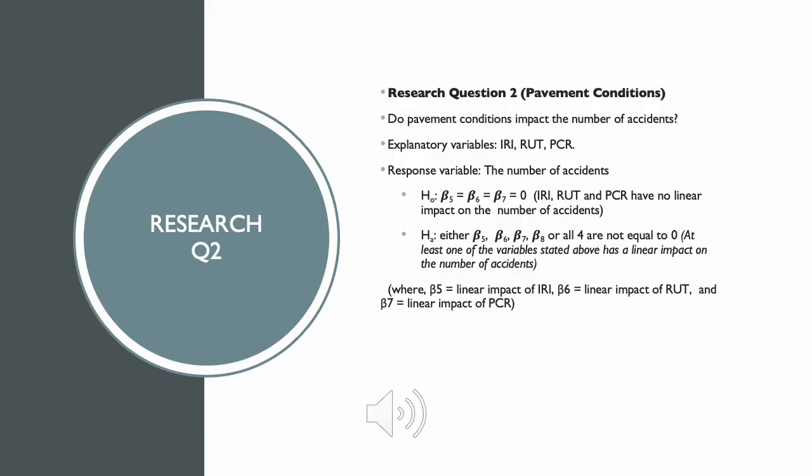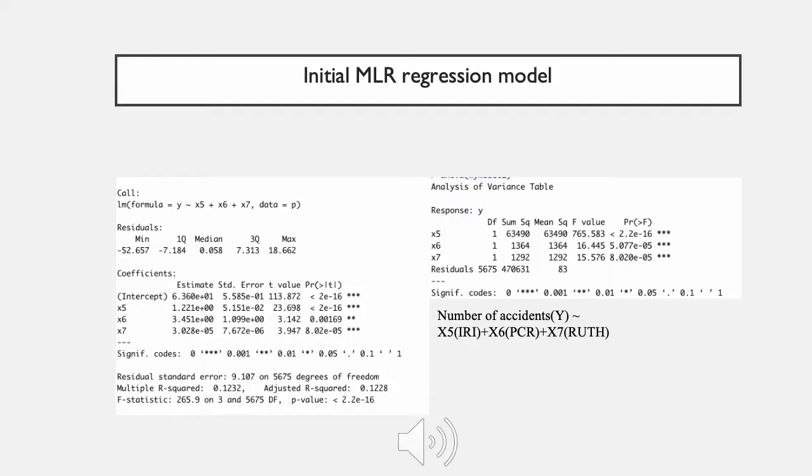Thank you. Here is research question 2, and we want to investigate the impact of the international roughness index and rutting, besides the pavement condition rating, on the number of accidents. This is an initial MLR regression model that shows the impact of our x5, x6 and x7 on y, which is the number of accidents.